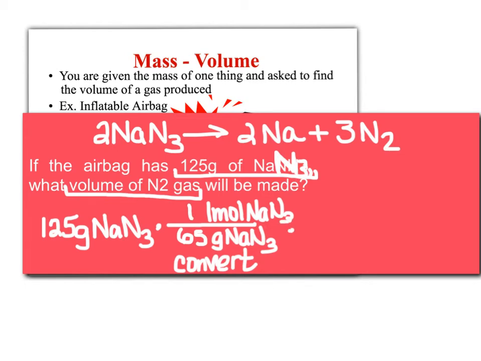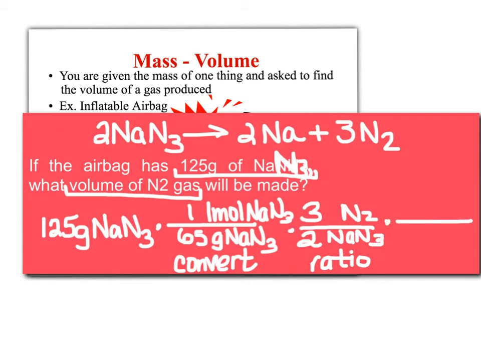Okay, second step is our ratio step. So we were given the sodium nitride, and we are being asked for the volume of nitrogen gas. So we go to our equation, and for every 2 sodium nitrides that go in here, 3 nitrogen molecules come out. So 3.